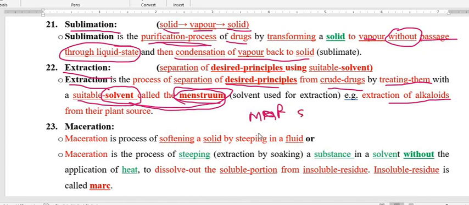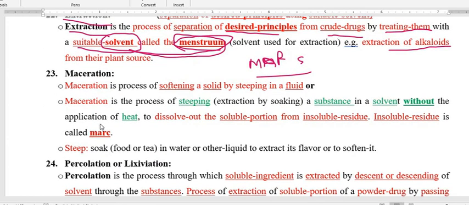Next is maceration. Maceration is also quite similar to taking out the substance with the help of a solvent, but here we are not applying heat. So what is maceration? Maceration is a process in which we steep the crude drug, steeping the substance. Steeping means soaking the substance in the solvent.